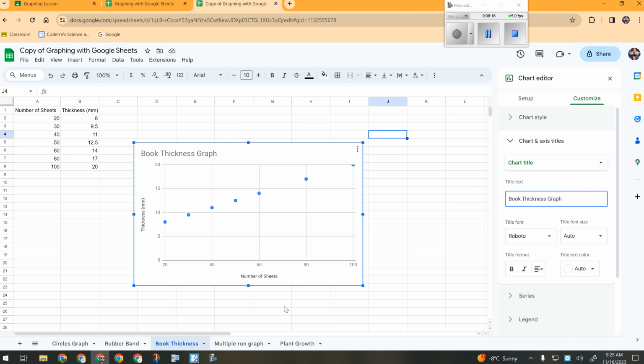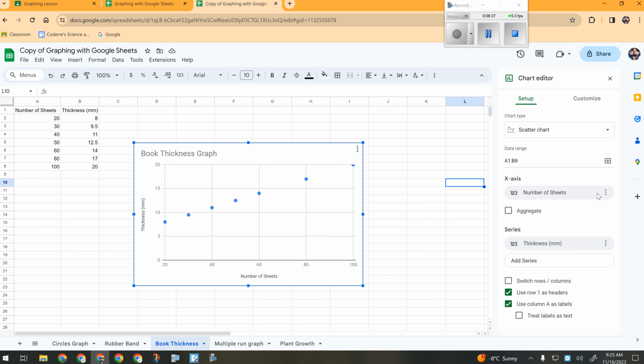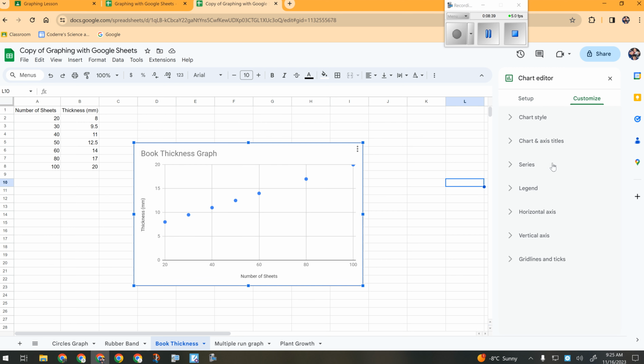If you wanted to change anything about the axes, okay, you can either hover over them and then click on them and change it, or you can go here where it says chart title, and it'll ask you, you want horizontal axis title, vertical axis title, and that's where you can change them. Okay, we don't need to do that right now, so we won't. Okay, so back in customize here.